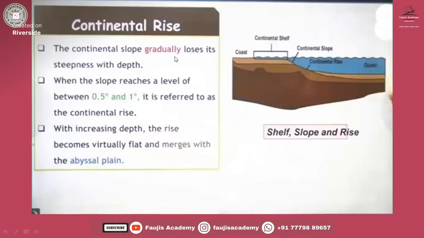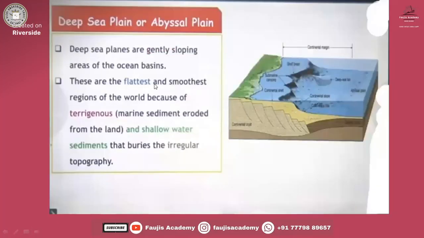The continental slope gradually loses its steepness with depth. As you go into the deep area, in this diagram you can see the shelf in this part, then the slope area, then here the deposition, the continental rise, and then the abyssal plain, or the deep sea plain. The deep sea plains are the flattest and smoothest regions of the world because of terrigenous sediments. That means marine sediments eroded from the land and shallow water sediments.